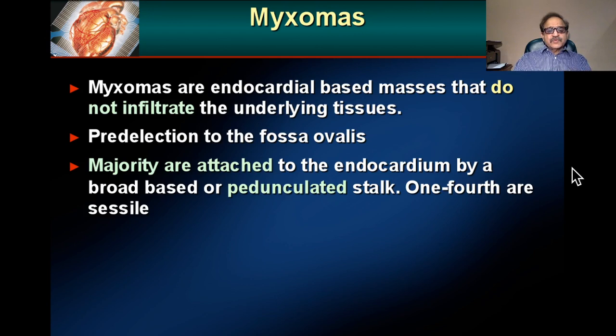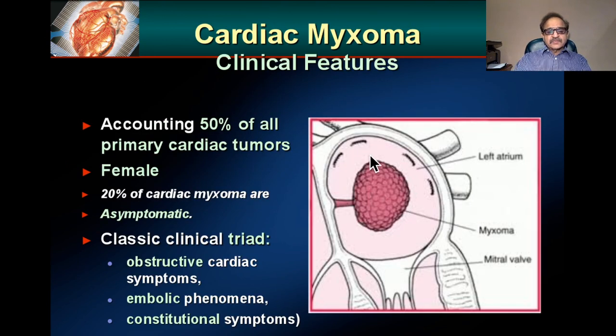These tumors do not infiltrate, and they are attached at the fossa ovalis of the interatrial septum, to the endocardium by a broad base of pedunculated stalk. I will show you what the peduncle is. You can see the picture on the left side. This is the interatrial septum, and this is the cardiac myxoma. This is the left atrium. Left atrial myxoma is attached to the interatrial septum with a stalk.